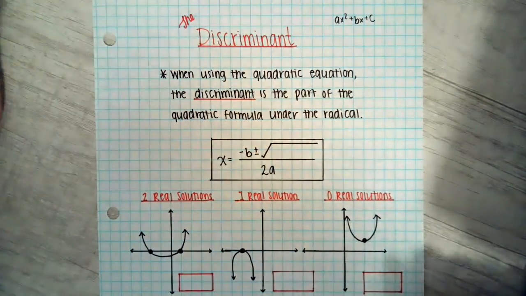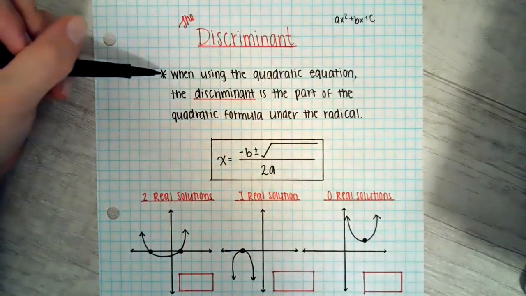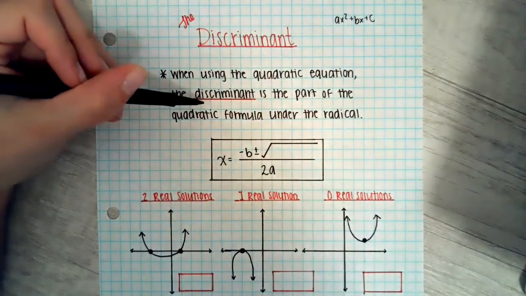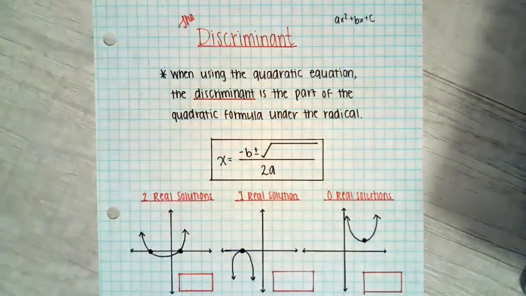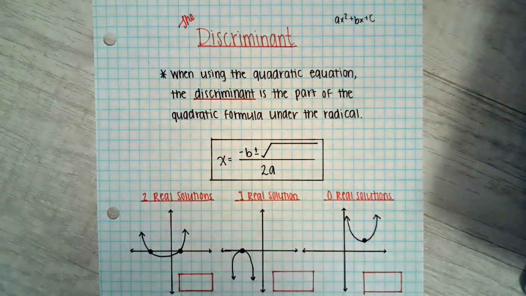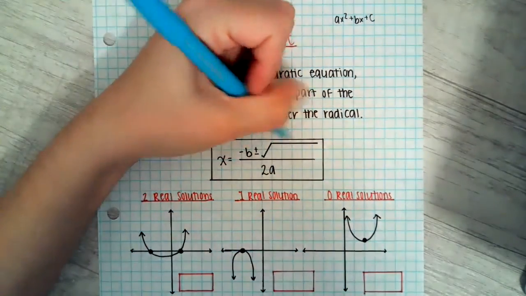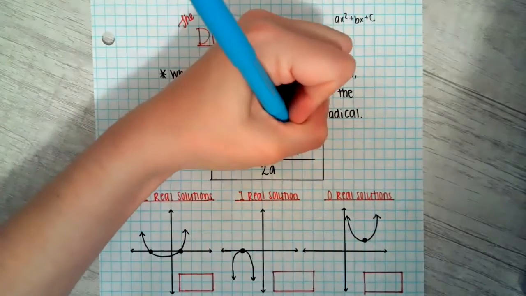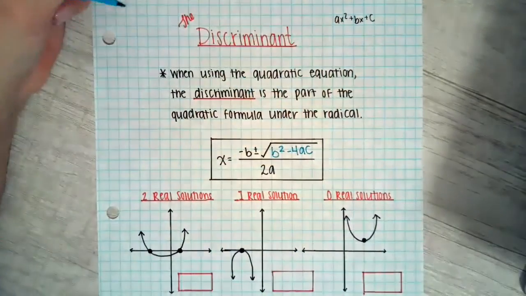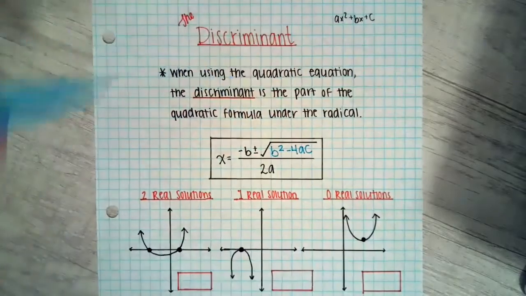The actual definition of the discriminant is, when using the quadratic formula, the part of the quadratic formula under the radical. So when we look at our quadratic formula, we have to think back. It's negative b plus or minus the square root of b squared minus 4ac, all of that divided by 2a. Our discriminant is going to be the part under the radical, so our b squared minus 4 times a times c. That's the part that we are focusing on right now.